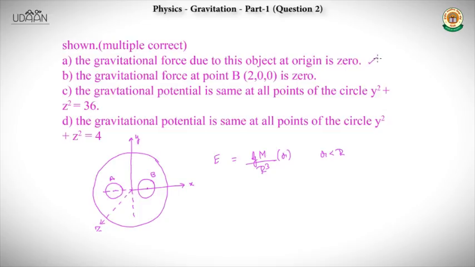Now coming on to the second option, at B. See, first of all, the point B is highly unsymmetric.